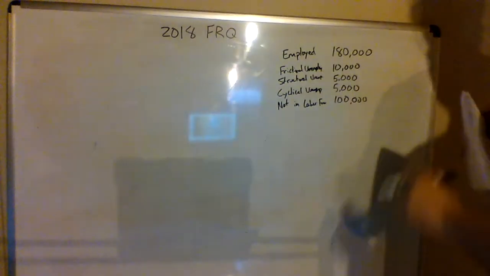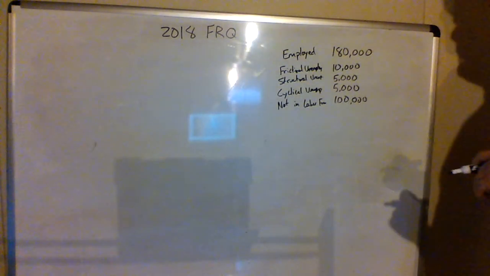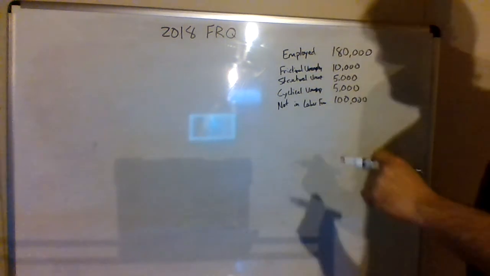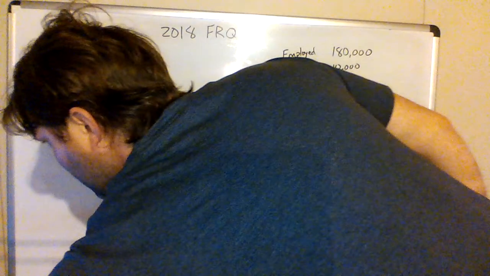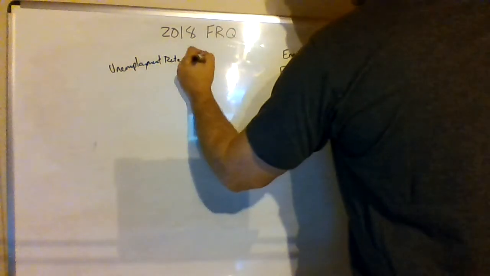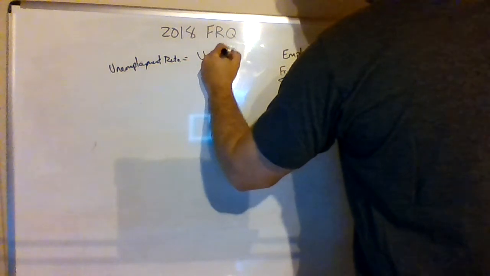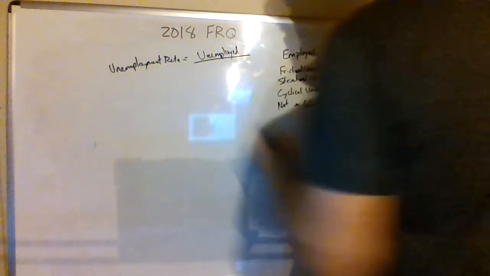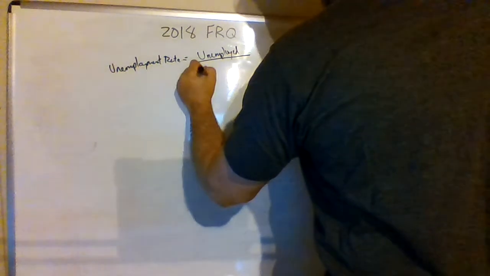All right, so I like this problem because it takes us back to some stuff that took us a while, that we did a long time ago. Okay, so first of all, we've got to remember the unemployment rate. So unemployment rate equals unemployed divided by what? Labor force, right? Okay.